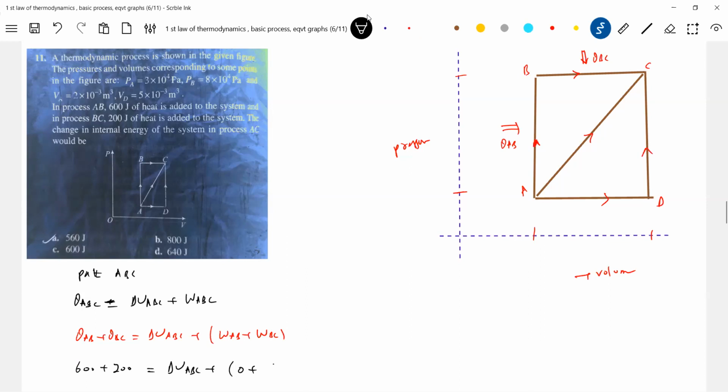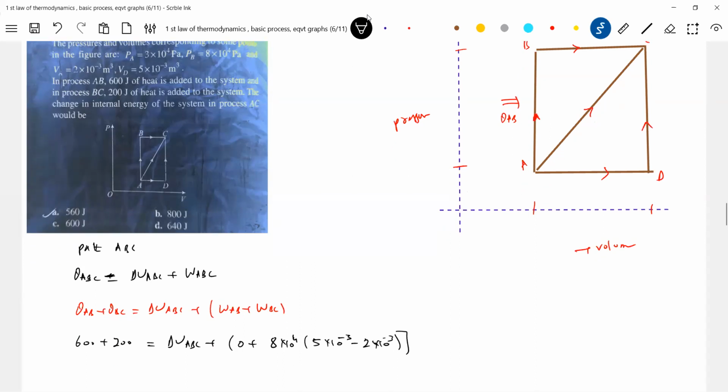WBC, pressure at that particular point, what is the value of pressure? 8 into 10 to the power of 4. Change in volume, VC minus VB: 5 into 10 to the power of minus 3 minus 2 into 10 to the power of minus 3. So this will be 800, 10 to the power of minus 3, here 80 will come, 5 minus 2 is 3, so 240 will be the work. What is the value of delta U ABC? 560.